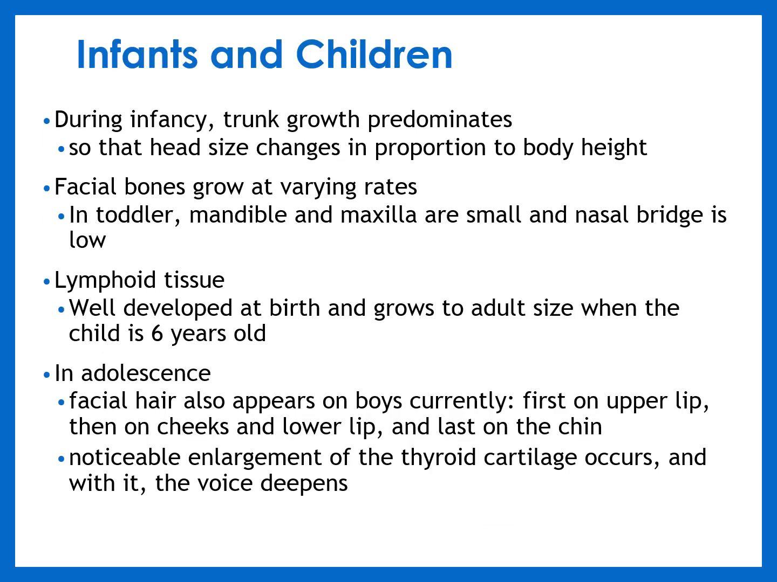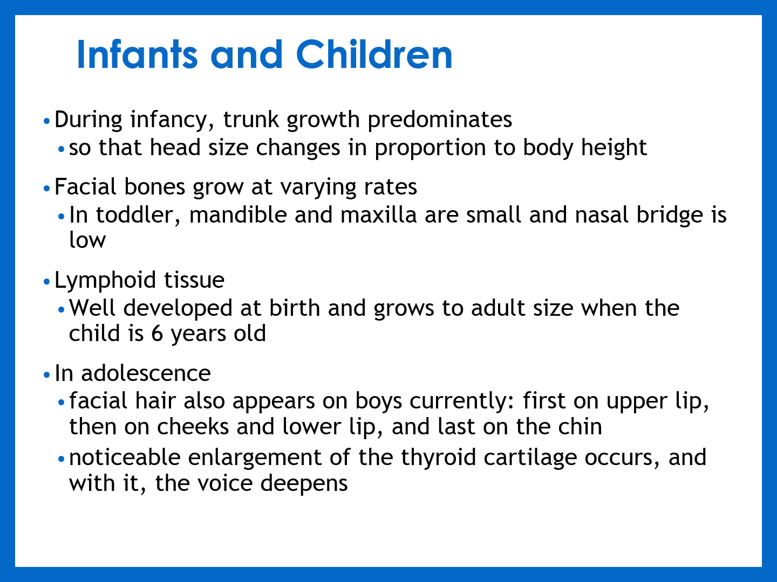At birth, the head is larger than the chest circumference, and the neonate's skull bones are separated by sutures and fontanelles, and then it gradually grows to adult size by age 6, and by age 10 or 11, the lymphatic tissue actually sees adult size and then slowly atrophies. So during infancy, that head starts to change in proportion as the trunk grows.